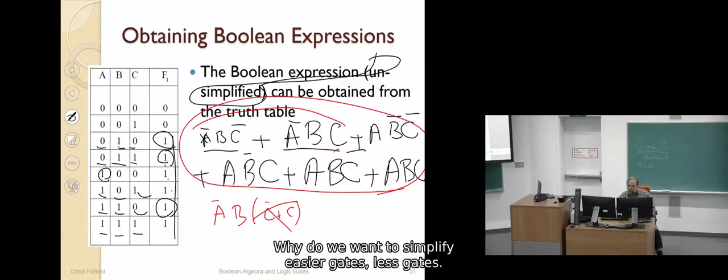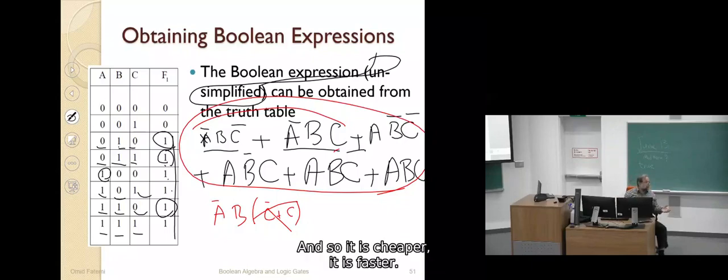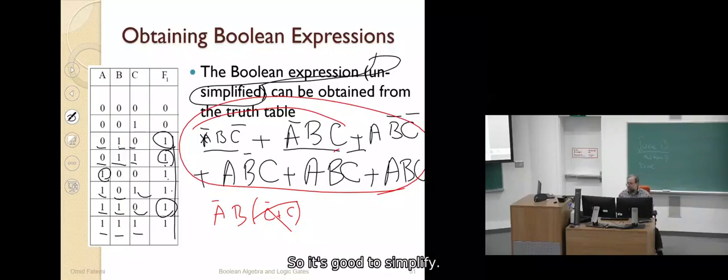Why do we want to simplify? Easier. Less gates, so less wires to connect them. And so it is cheaper. It is faster. It is less heat generated by the gates if you make them less. So it's good to simplify.